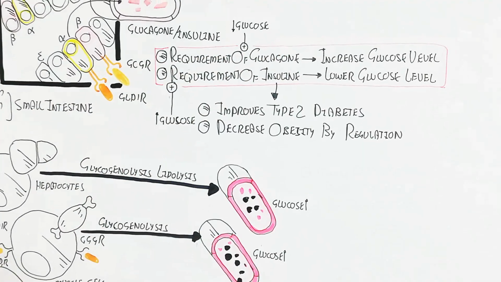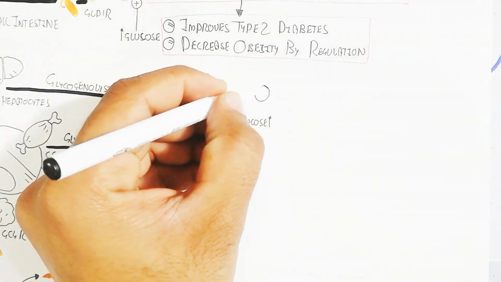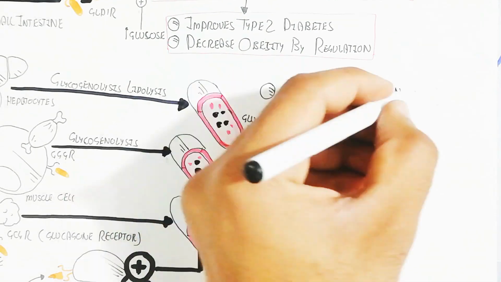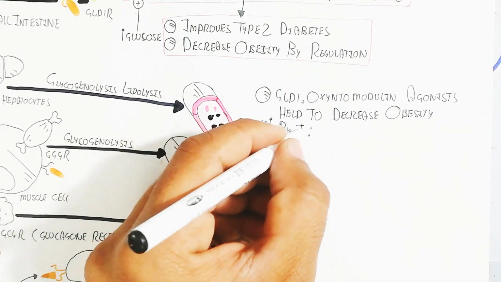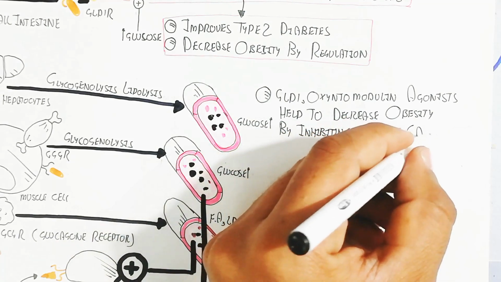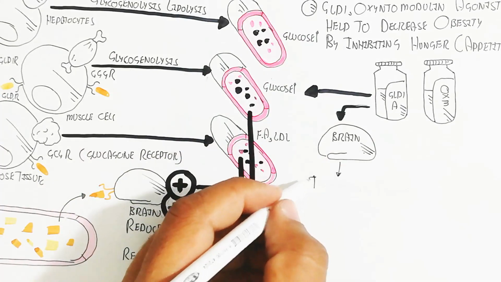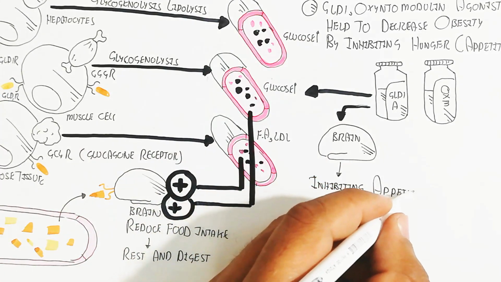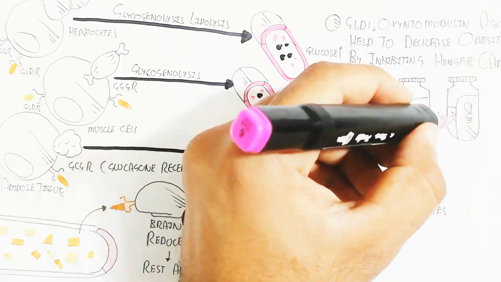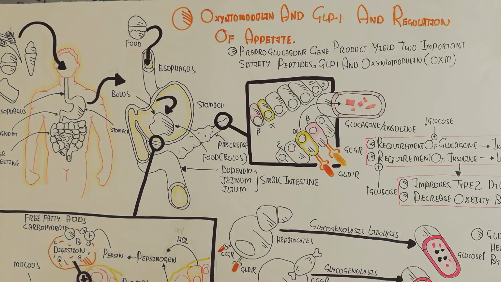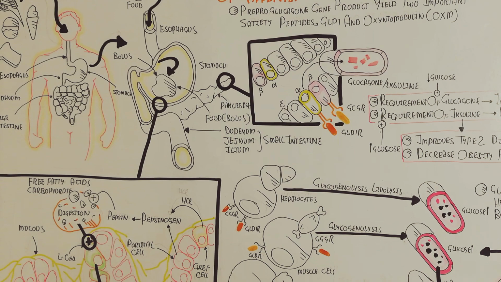Let's understand how GLP-1 and oxyntomodulin agonists help to decrease obesity by inhibiting hunger. When the OXM and GLP-1 agonist is used to target the GLP-1 receptor in several tissues, it will bind, there will be uptake, and glucose will be released from glycogen. The brain will then inhibit the further desire for appetite, and inhibiting appetite leads to improvement of type 2 diabetes mellitus. On the other hand, it helps in curing a lot of diseases like arteriosclerosis or other types of disease.